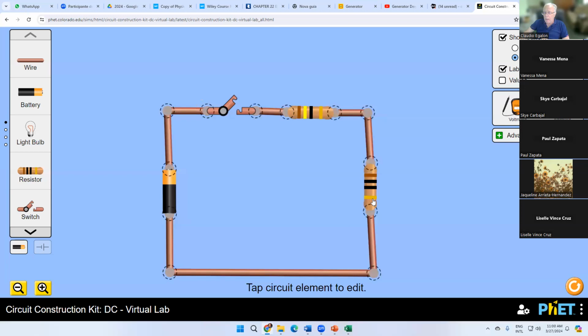This resistor is 10 ohms. This resistor is what? 14 ohms. Do you see the color code? You can find out the resistor value just by looking at the color code. This should be 1, this should be 4, this should be 1. No, this should be 0. Black is 0. And then we have the color code for the tolerance.